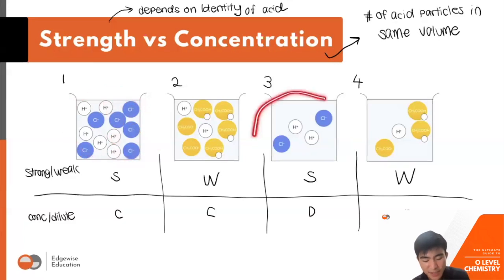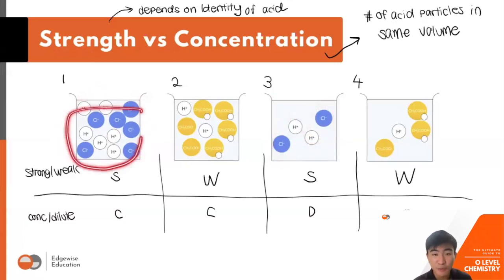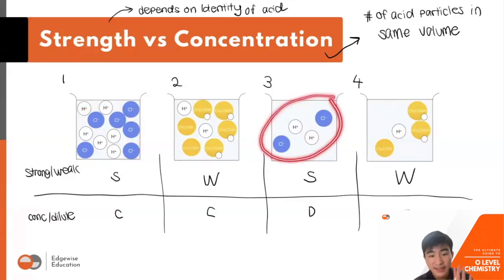Now compare with number 3. Number 3 only has 2, right? Only 2. And you can clearly see that concentrated means it's very full, right? Very full, a lot of acid particles. Now, 3 is dilute because it only has 2.